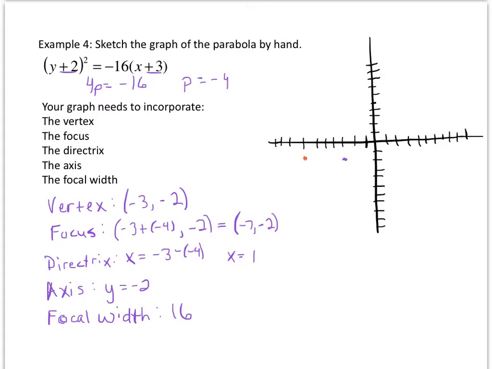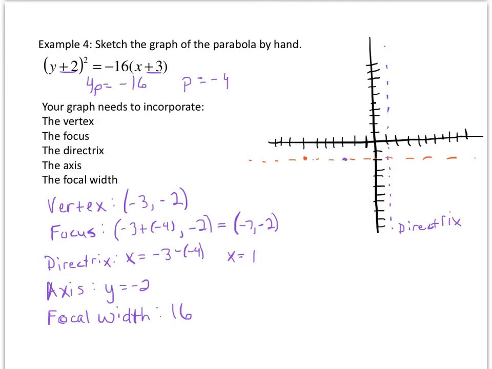The directrix is going to be the line x equals 1. So let's draw that as a dotted line. That's the directrix. Then I have my axis, which is y equals -2. It goes through my 2 points here. It's like the axis of symmetry.